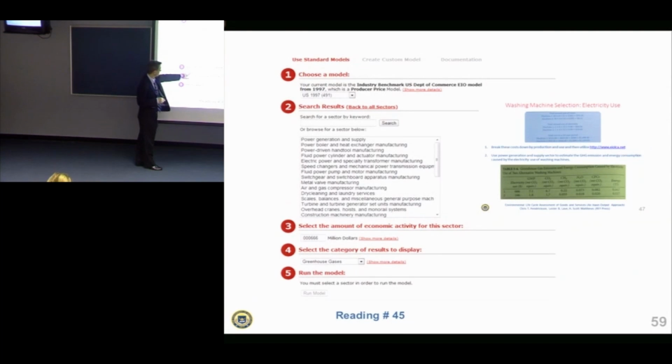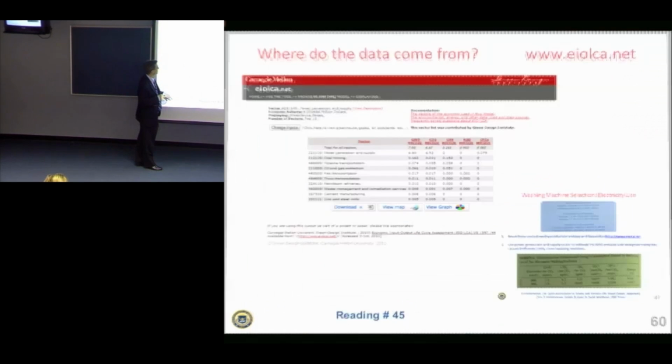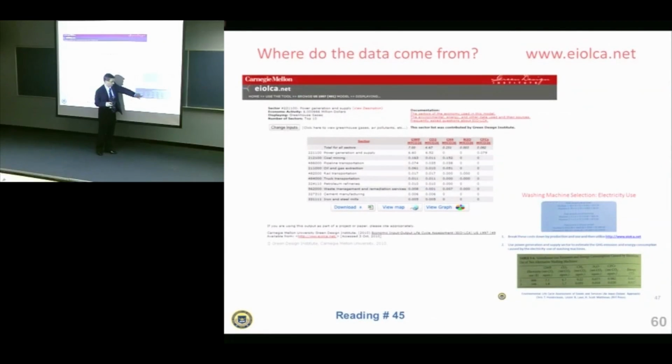Okay, so here's $660, and here's the power generation and supply sector. Greenhouse gases again. And we got 7 megatons. Sorry, what was that number again? It was 7.1. Okay, so this isn't magic. It's actually really easy to do. And you can do the same for water, and trust me, it works.